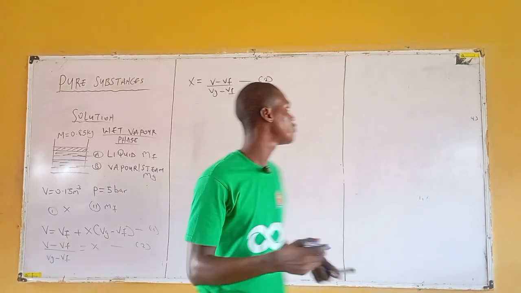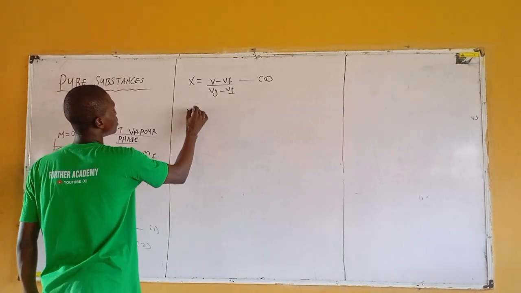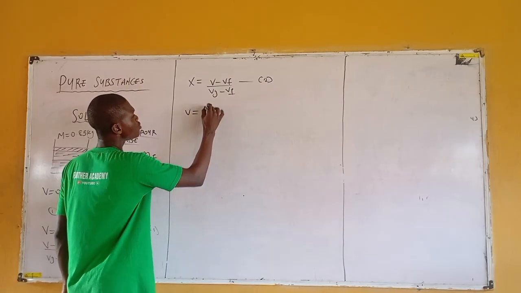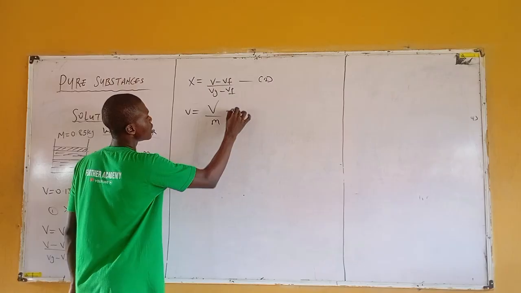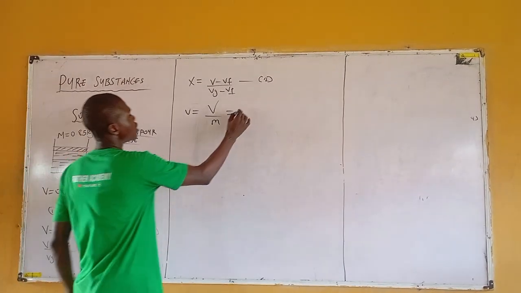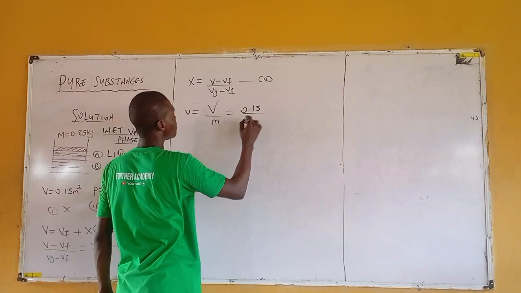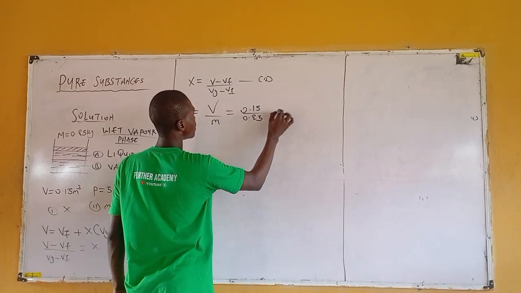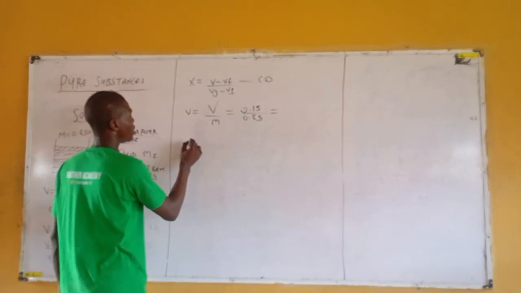Now, how do we get specific volume? By formula, specific volume is equal to V over mass. So what's my volume? Given from the question, the volume is 0.15, all divided by the mass of the mixture, which is 0.85. Input it in your calculator, what do you have?